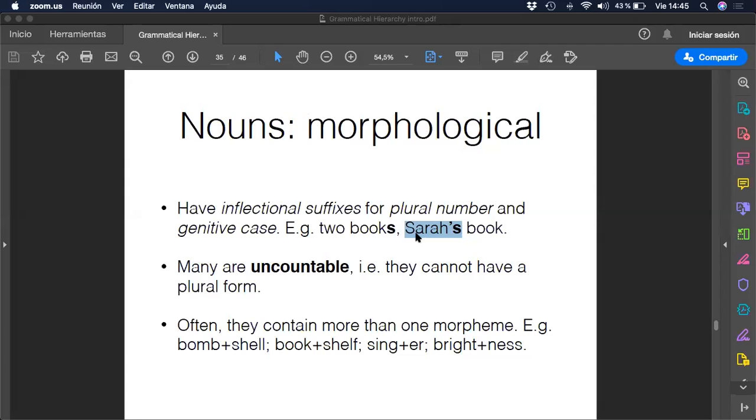Often they contain more than one morpheme, for example, bombshell, bookshelf, singer, brightness. Okay, the third morphological characteristic of a noun has to do with its construction. And with that, we will say that nouns usually contain more than one morpheme, therefore they are usually complex lexemes, right? Or compound lexemes. In the very first two examples of them, bombshell and bookshelf, they are compound, and in singer and brightness, they are complex. Usually nouns are like that, okay?